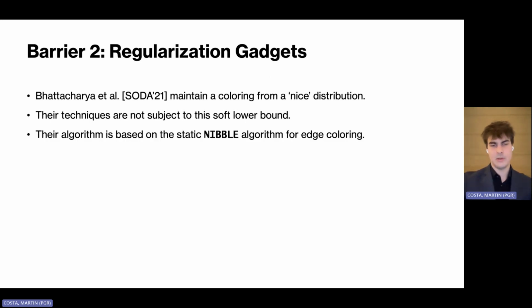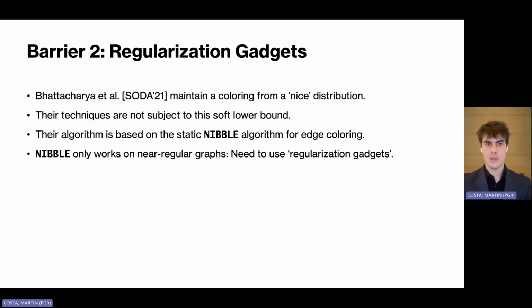However, there's still a bit of an issue and we run into a different problem here. This is because their algorithm is based off of a static algorithm, which is commonly referred to as the Nibble algorithm. And this algorithm basically only works on near regular graphs. So you need to assume that all of the nodes in the graph have degree very close to delta in order for this algorithm to work. And this is a bit of an issue because in general, we don't want to assume that our algorithm only works on regular graphs. We want it to work on arbitrary graphs.